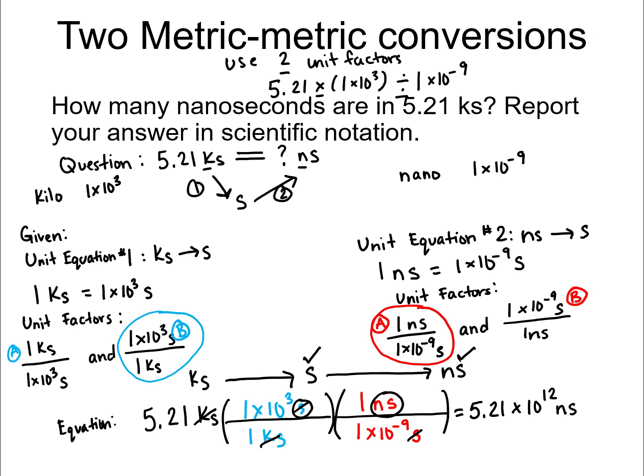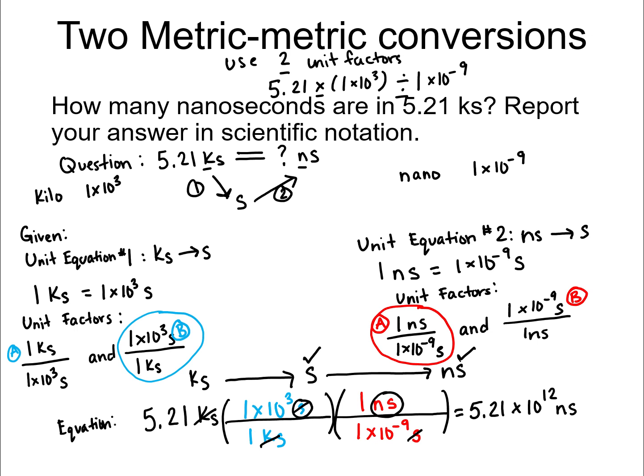Now let's make sure that makes sense. We've got 5.21 kiloseconds. Kiloseconds is definitely bigger than nanoseconds. So that means our number should be much bigger than what we started with. And something times 10 to the 12th is certainly pretty big. So that makes sense. Always check with your logic. Make sure your brain says, yeah, that could work. Because if you got, say, 10 to the negative 12, then you would know that's wrong. That can't possibly be right because the number of nanoseconds should be bigger than the number of kiloseconds.